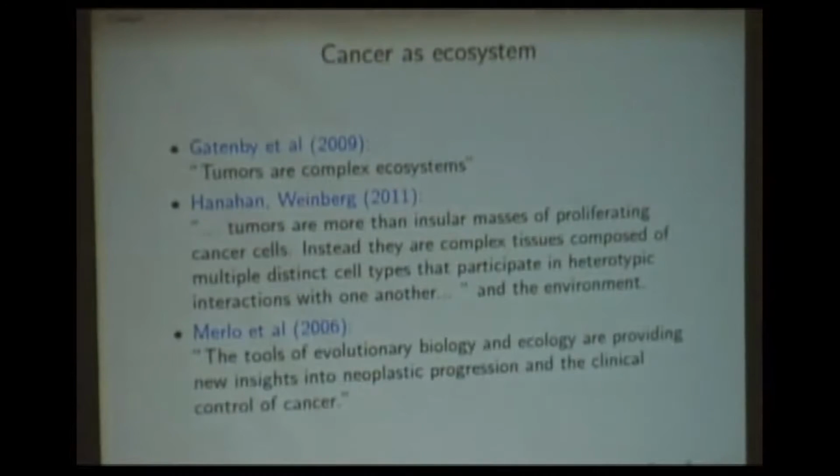No, this is not my idea. So Gatenby says, yeah, tumors are complex ecosystems. Hanahan and Weinberg, even in their paper, mention that tumors are more than insular masses of proliferating cells. Instead, they are complex tissues composed of multiple distinct cell types that participate in heterotypic interactions with one another. And I think Merlo was one of the first who made this impression public. So the tools of evolutionary biology and ecology provide new insights into cancer modeling. And so this is kind of my approach as well.